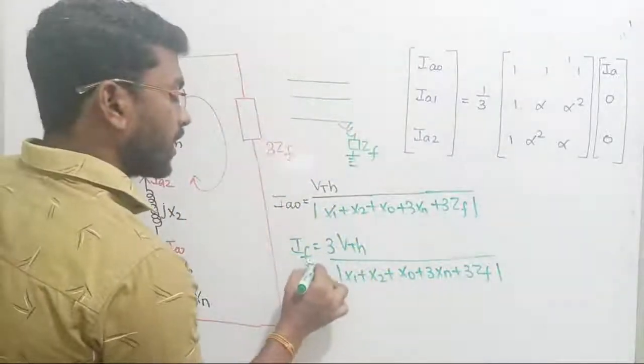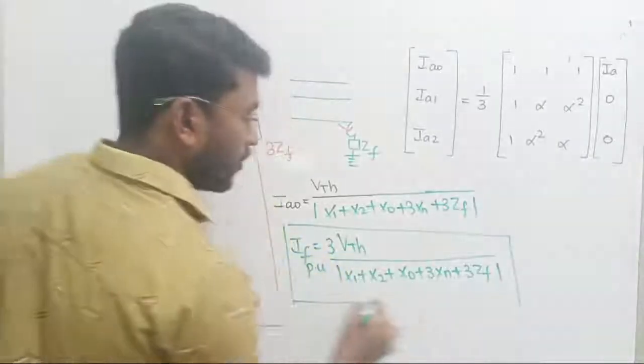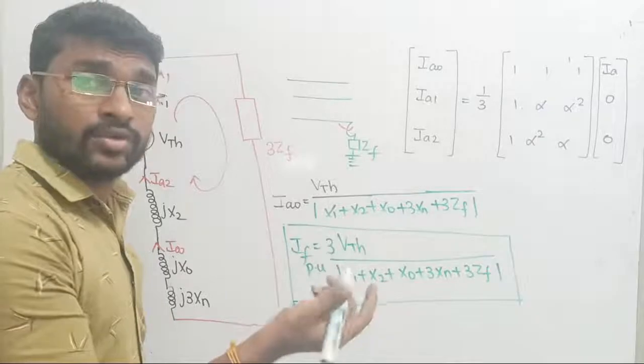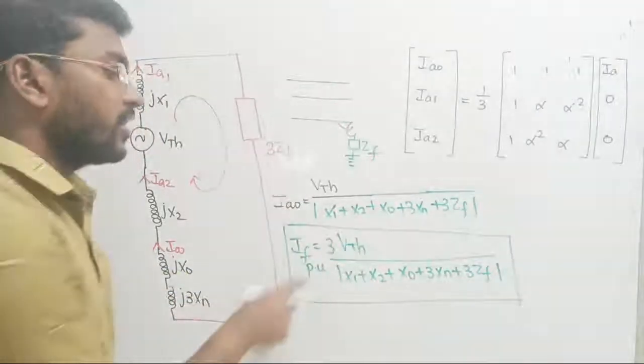Anyway, don't forget all of the values we are calculating are in per unit only. Once again, per phase, per unit equivalent circuit. That's all. Right? So if the value of Thevenin voltage is given, there is no problem. If it is not given, by default it is going to be 1 only. I am repeating once again, that is going to be 1 only.